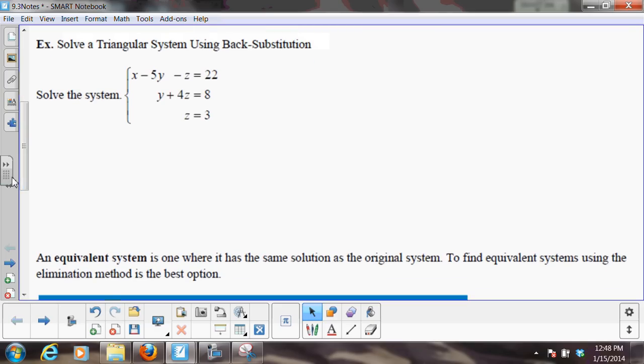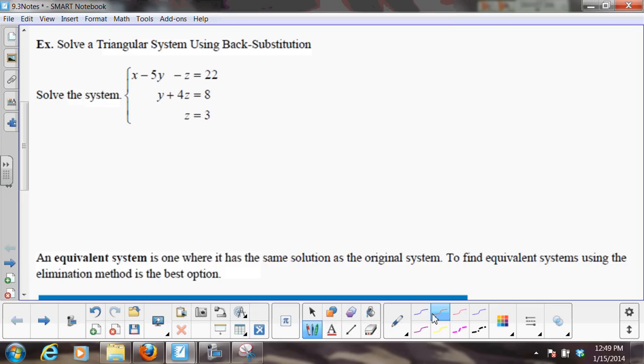systems. The first thing we're going to do is use back substitution. Now the goal is to get your system to look like this example right here, where there's an xyz on top, a yz in the middle, and then a z at the end. Because you could take that z and back substitute into the other equations to solve.